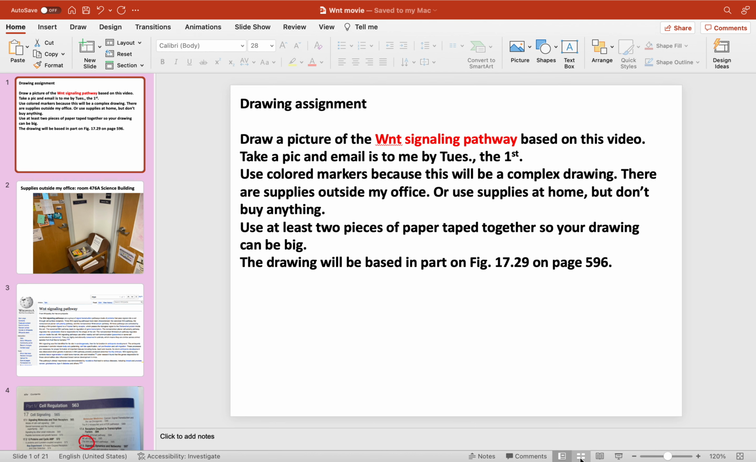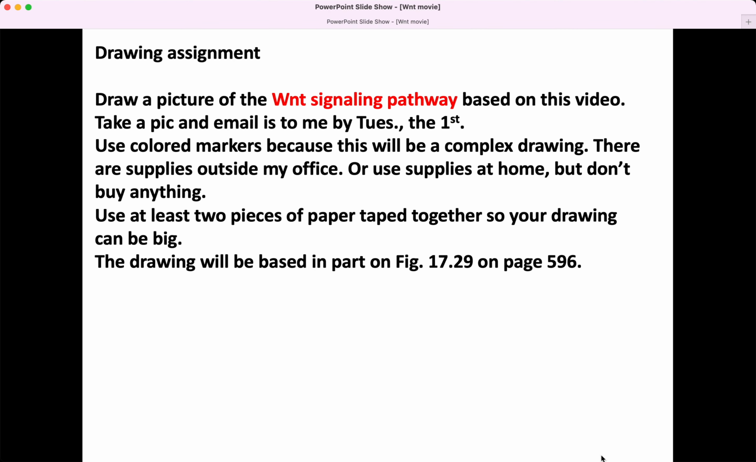Our Wnt drawing assignment. Here's a description of it. Draw a picture of the Wnt signaling pathway based on this video, and take a picture and email this to me by Tuesday the 1st, anytime. And bring questions to class this week about the assignment, and next week you can even have a question in class on Tuesday and still get the assignment done later on Tuesday, or finalize your assignment.